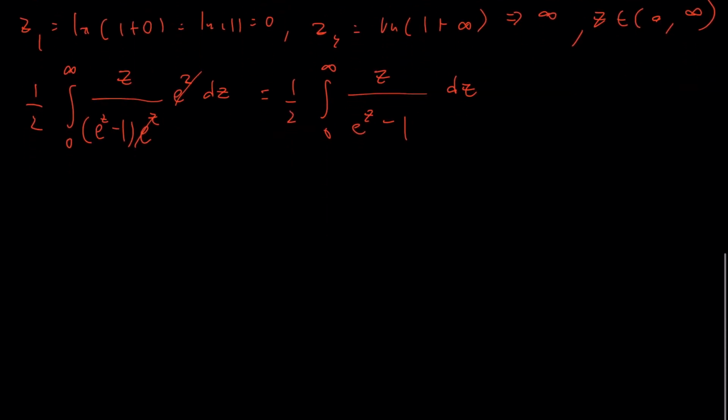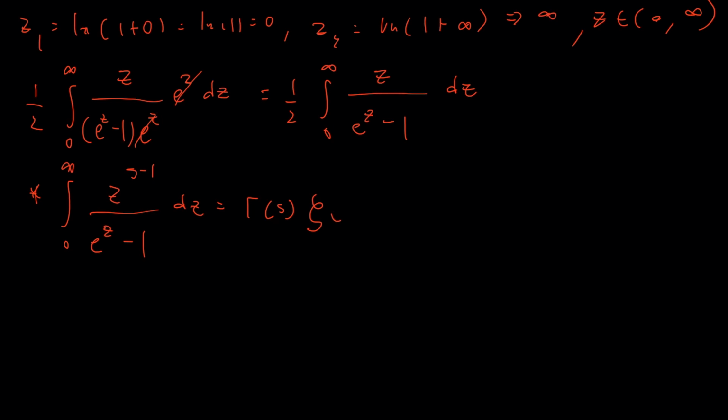And from here, we'll make use of an identity. So we're going to use that the integral from 0 to infinity of z to the s minus 1 power divided by e to the z minus 1 dz evaluates to the gamma function evaluated at s times the zeta function evaluated at s. So comparing the exponent, we have s minus 1 equals 1. So that means that s equals 1 plus 1, which is 2.